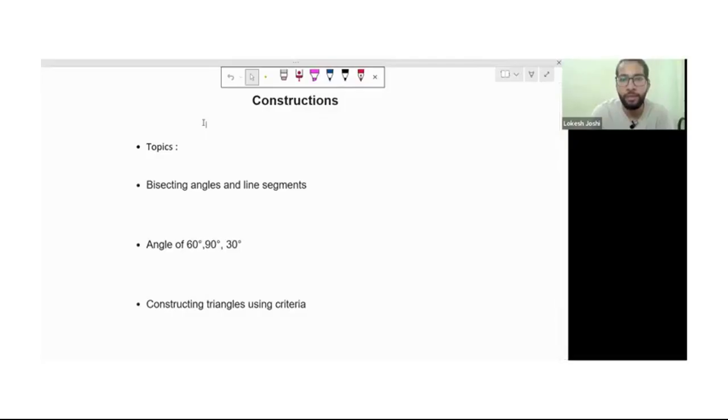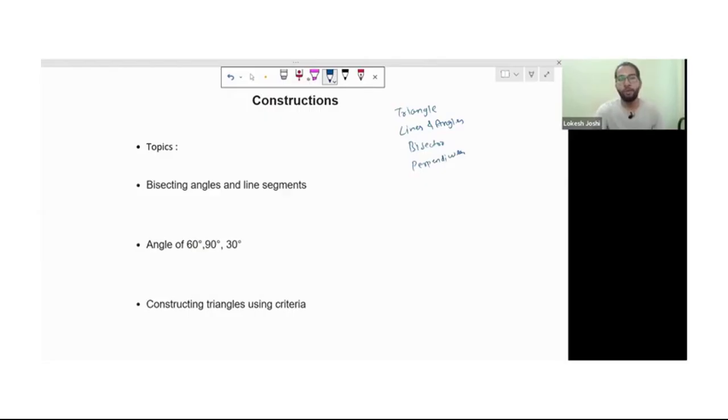Hello everyone. In this video, we are going to discuss the chapter construction. All the things we know before, like we have done the chapter triangle. We already know about lines and angles. We know about what is the bisector of the angle and line segment as well. Also, what is perpendicular.